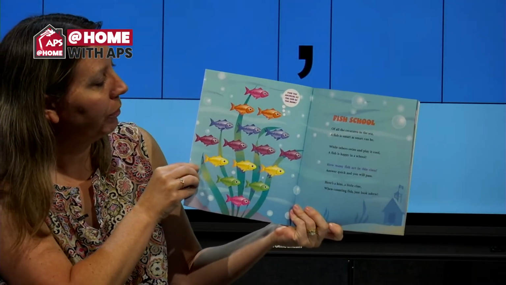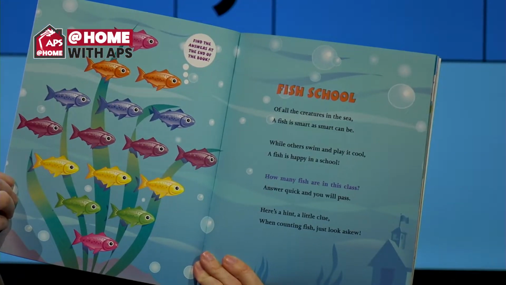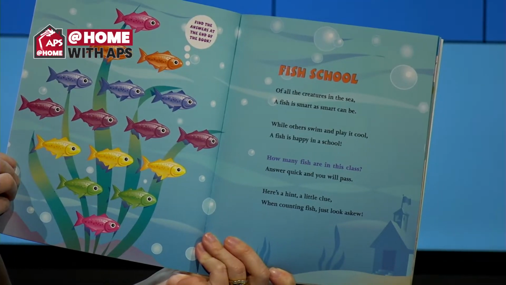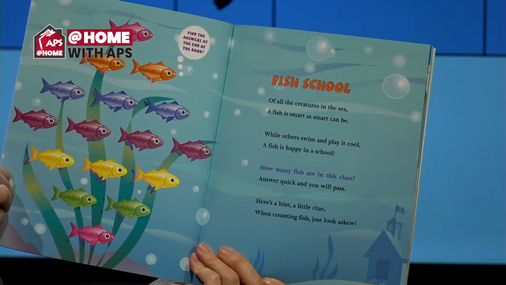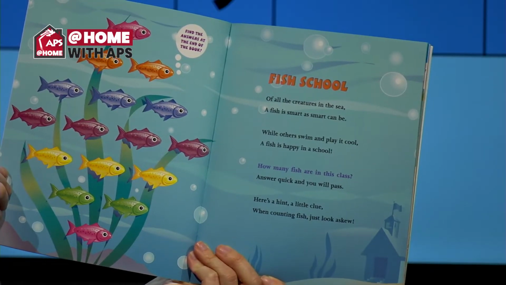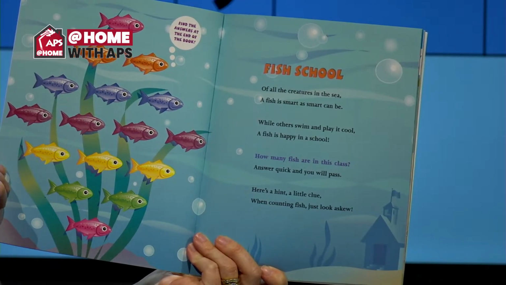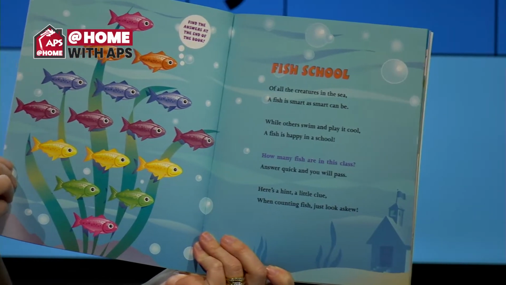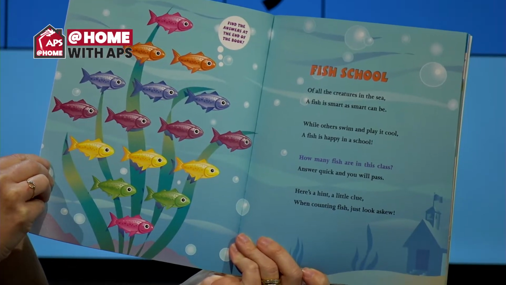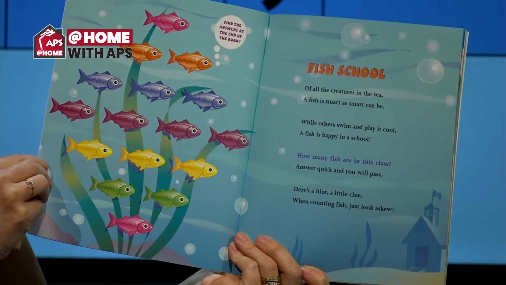Fish school. Of all the creatures in the sea, a fish is smart as smart can be. While others swim and play it cool, a fish is happy in a school. How many fish are in this class? Answer quick and you will pass. Here's a hint, a little clue. When counting fish, just look askew.